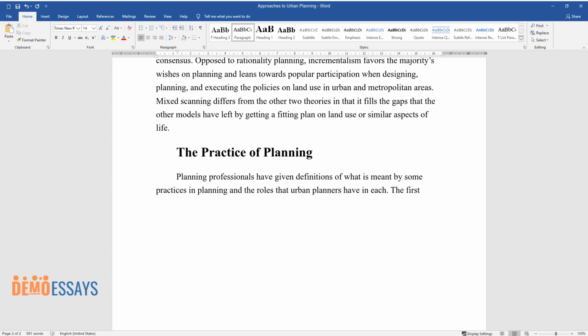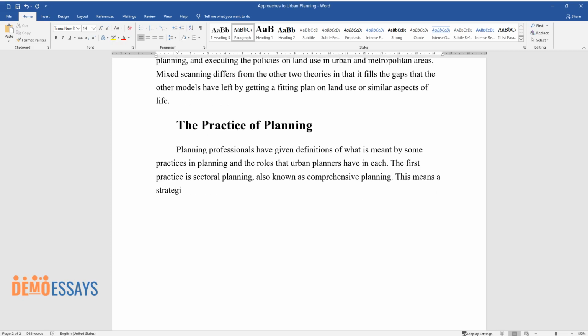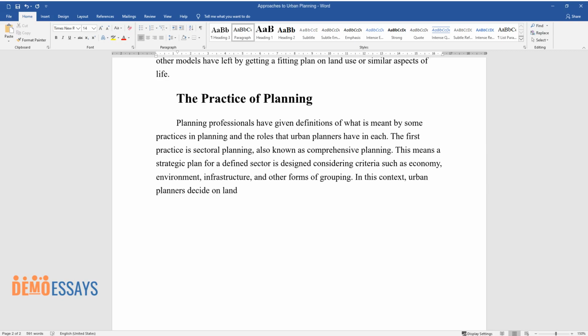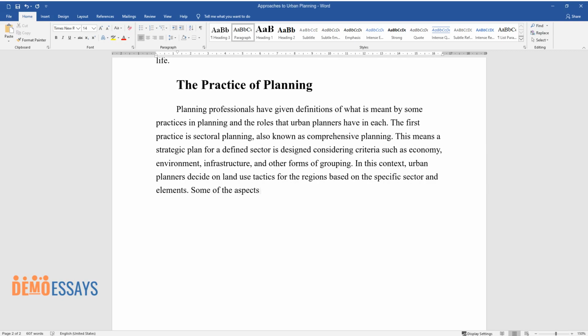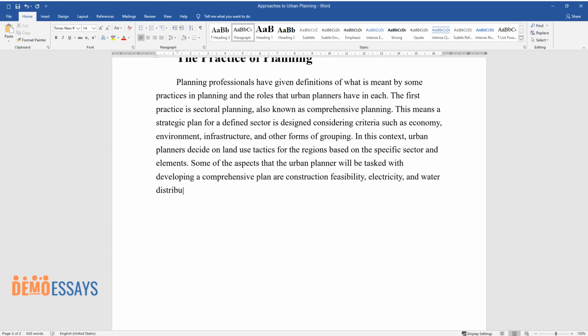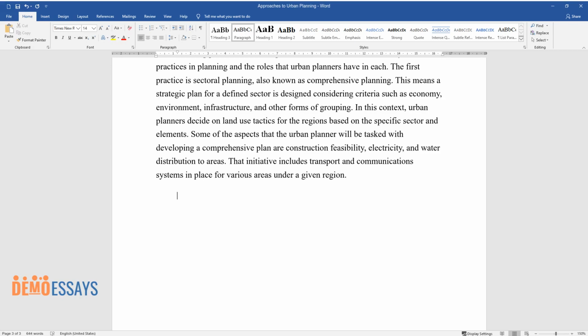The first practice is sectoral planning, also known as comprehensive planning. This means a strategic plan for a defined sector is designed considering criteria such as economy, environment, infrastructure, and other forms of grouping. In this context, urban planners decide on land use tactics for the regions based on the specific sector and elements. Some of the aspects that the urban planner will be tasked with developing a comprehensive plan are construction feasibility, electricity, and water distribution to areas. That initiative includes transport and communication systems in place for various areas under a given region.